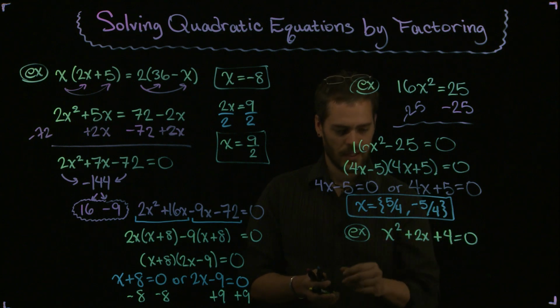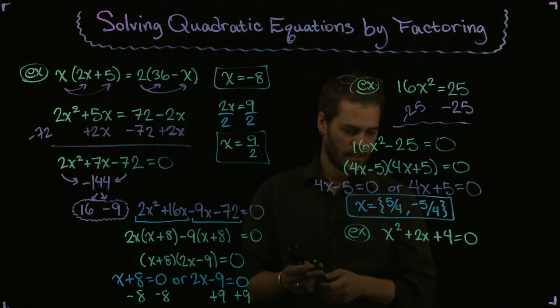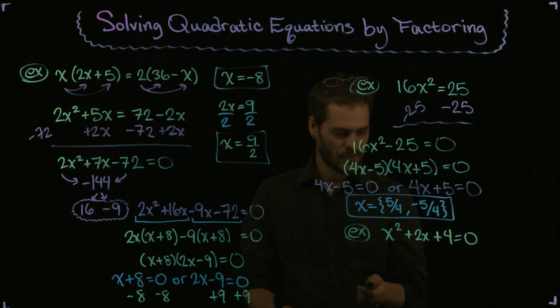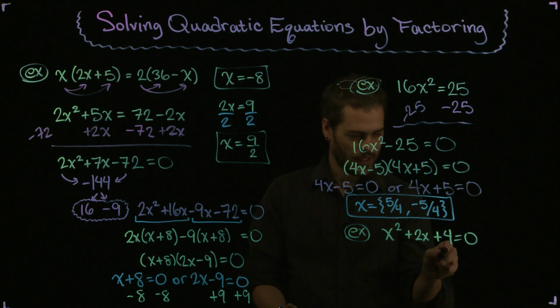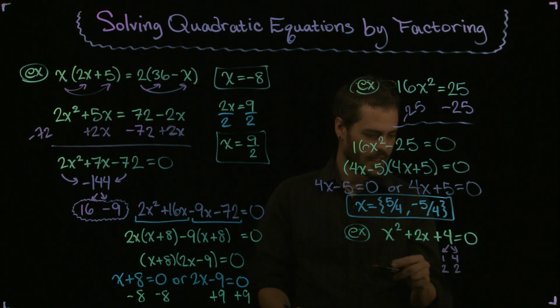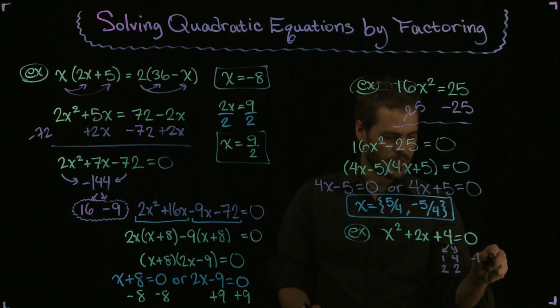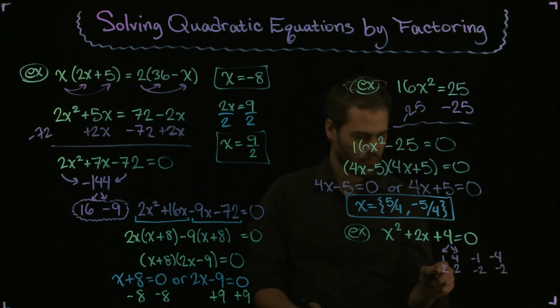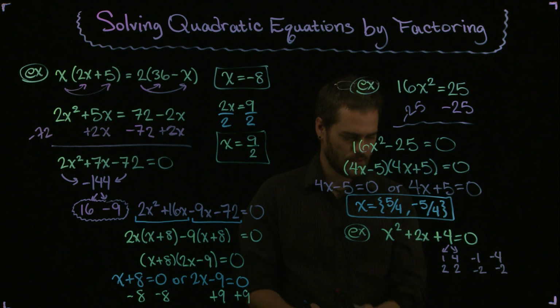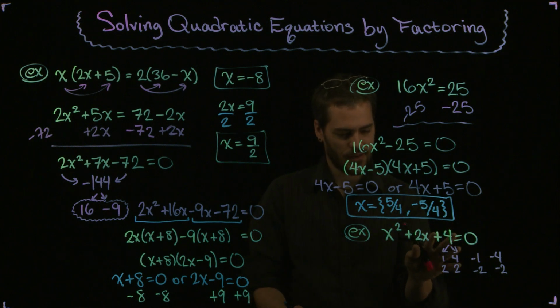Okay, last example in this set of examples. x squared plus 2x plus 4 equals 0. The coefficient of x squared is 1, so I am going to start by looking at the factors of 4. 1 times 4, 2 times 2, also the negatives. Negative 1 times negative 4, negative 2 times negative 2. But do any of those factors add up to 2? No. So what I'm going to say about this right now is it's just not factorable.